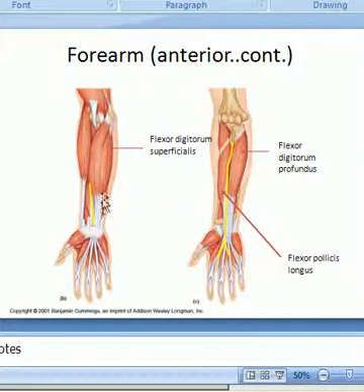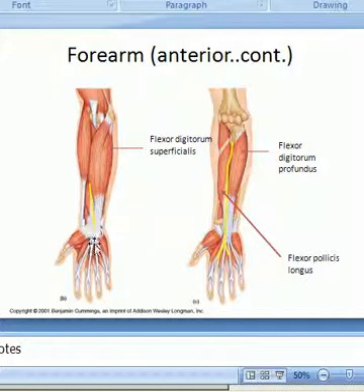Now look at this big muscle up here, which is the flexor digitorum superficialis. It arises from the medial epicondyle of the humerus and the ulna. Since it's arising from the humerus, it obviously has to cross the elbow joint. It crosses it in front, which means it will flex the elbow joint.